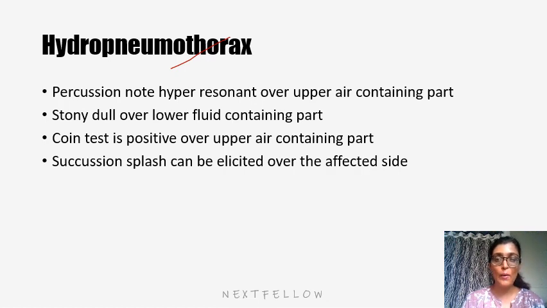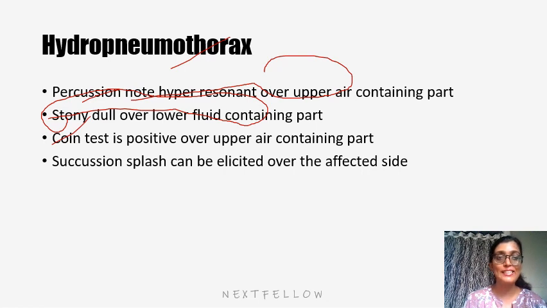Usually all the clinical findings are the same, except that the percussion note will be hyperresonant over the air containing part, and it will be stony dull over the lower fluid containing part. Coin test is positive over the upper air containing part. Succussion splash can be elicited on the affected side. For succussion splash, you put one coin on one side, step on the opposite side, shake the patient, and you can auscultate the succussion splash. This is just for theoretical purposes, but it can come as an MCQ. That's why I've mentioned it.